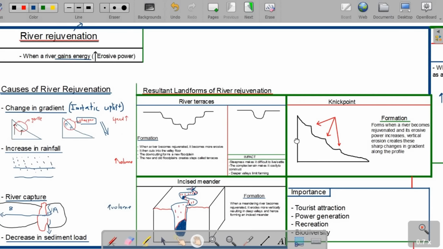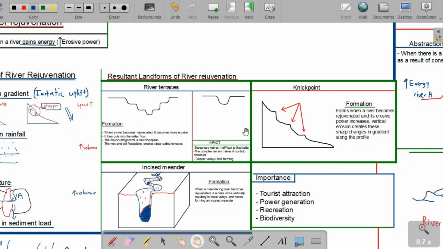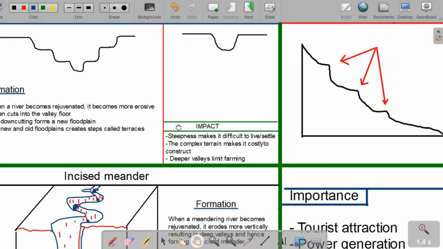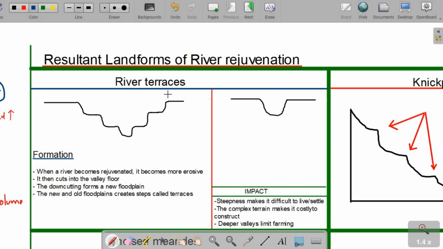Now, what happens after river rejuvenation? These are some of the landforms that are formed as a result of a river being rejuvenated, and we'll take a look at them and how they form as well as their impact. Right, so we'll start off then with river terraces.